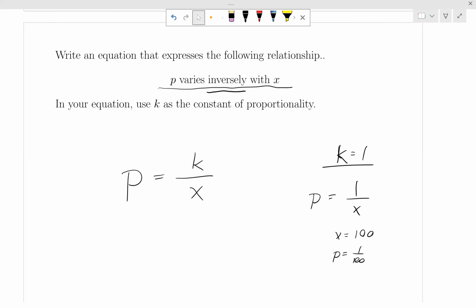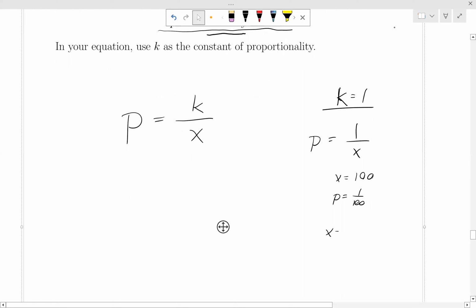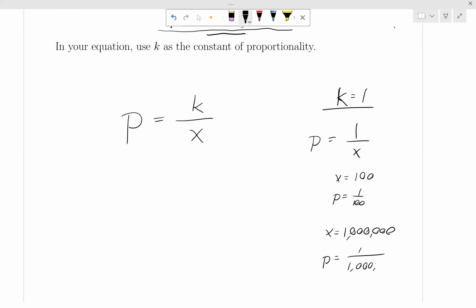My P is a fraction. If I plugged in X is equal to 1,000,000, then my P is going to be 1 over 1,000,000, which is much, much smaller. Or if I did the opposite, if I said X is equal to 1 over 10, a fraction, my P is going to be 1 over 1 over 10, which is 10.